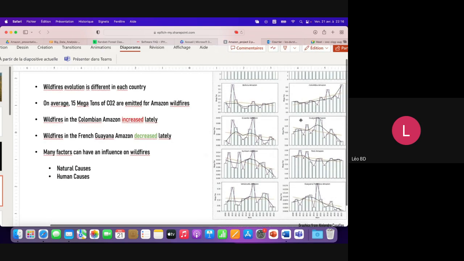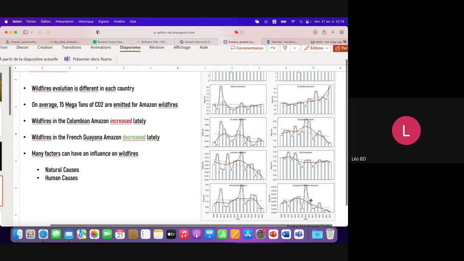Then we chose French Guiana, that is here, because first the tendency is decreasing, it's going down, but not as clearly. You can see there is a big variability between each year. And it's interesting because French Guiana is part of France in Europe. So in terms of policies at least, not in terms of climate, we can assume that regulations are maybe different than other countries such as Latin American countries.